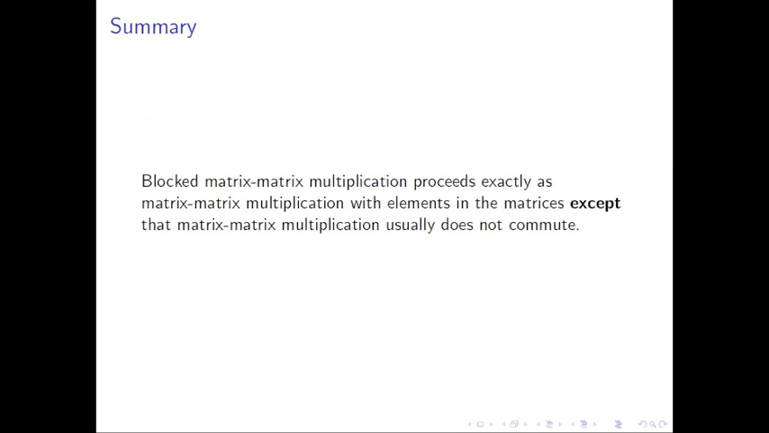To summarize, block matrix-matrix multiplication works the same way as matrix-matrix multiplication with scalars, except that the scalars are replaced by blocks, which we also call submatrices. The other thing to remember is that multiplication with these submatrices often does not commute.